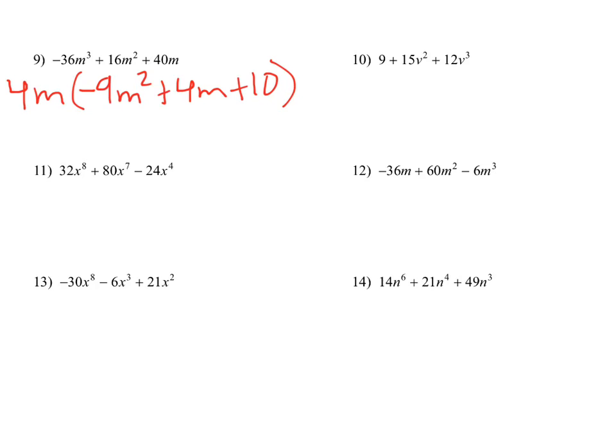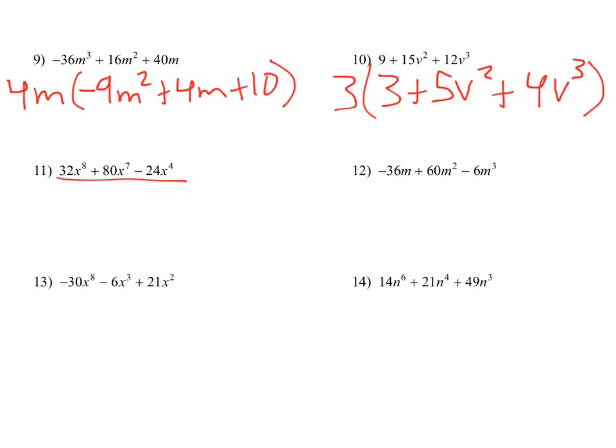Moving on to number 10, the biggest number that goes into all those is going to be 3. And the least amount of v's available is 0 v's. There's no v's in that one. Okay, so we can't pull any v's out. But 3 goes into 9 3 times, 3 goes into 15v squared 5 times, and goes into 12v cubed 4 times.